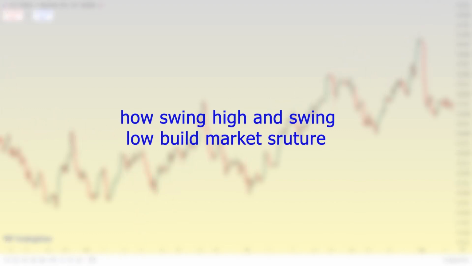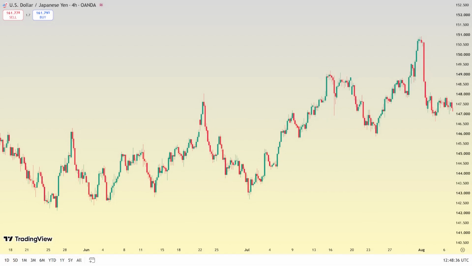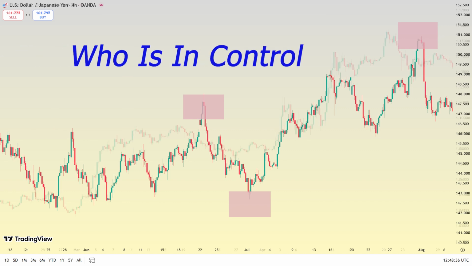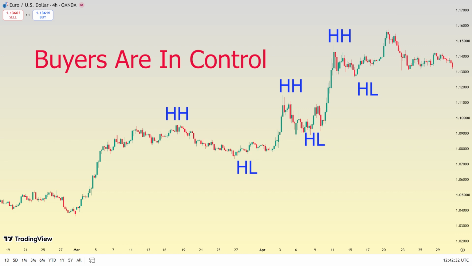How swing highs and lows build market structure. Now let's connect everything. Swing highs and swing lows are not random points. They form structure. They show who is in control. In an uptrend, price creates higher highs and higher lows. Each swing high is higher than the previous one. Each swing low is higher than the previous one. That means buyers are in control. Price moves like a staircase going up.